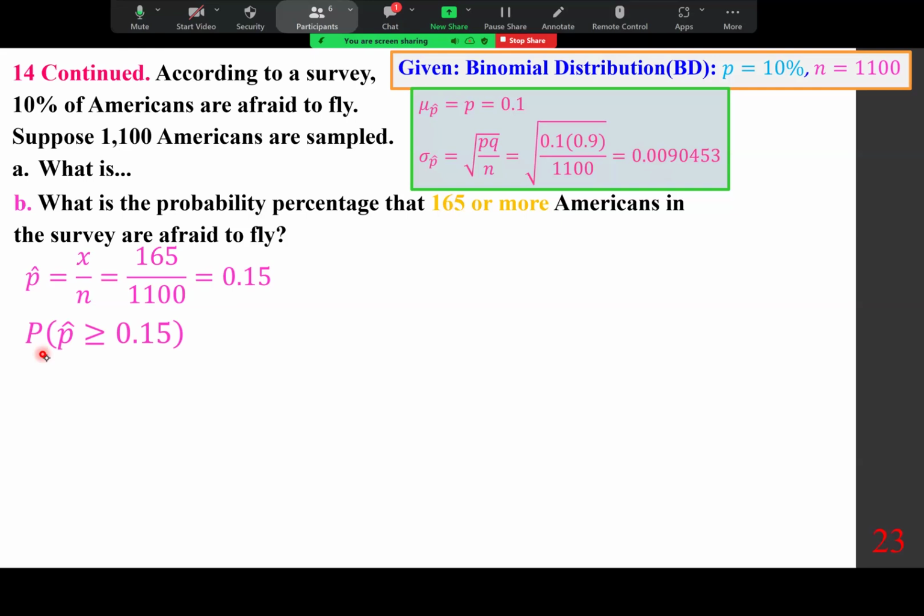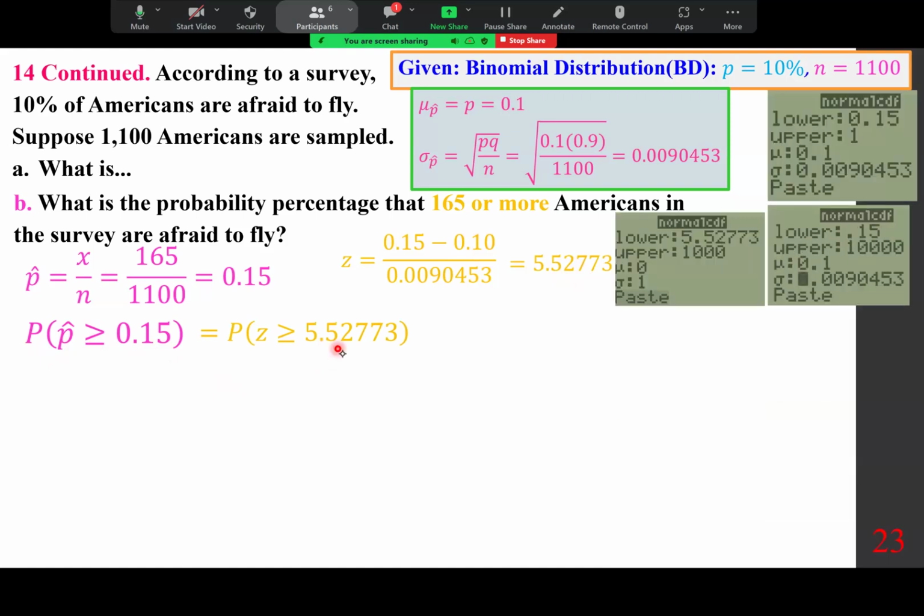We need to calculate the z-score. P hat minus P over sigma of P hat. And so we have probability of P hat larger than or equal to 0.15 is the same as probability of Z larger than this number. And as you recall, beyond 3 standard deviations, there's really not much left. 5.5 gives you almost 0.